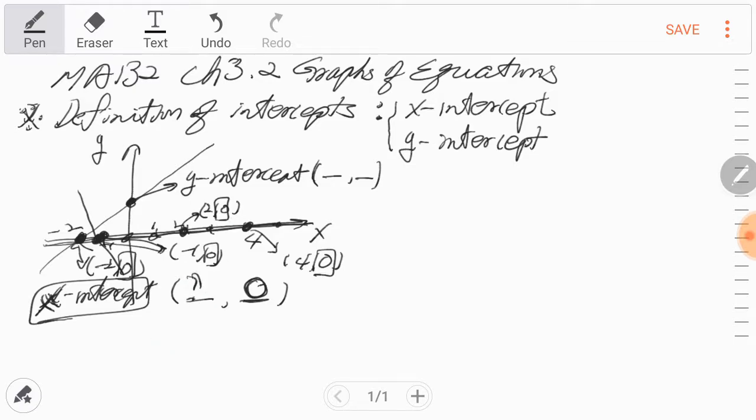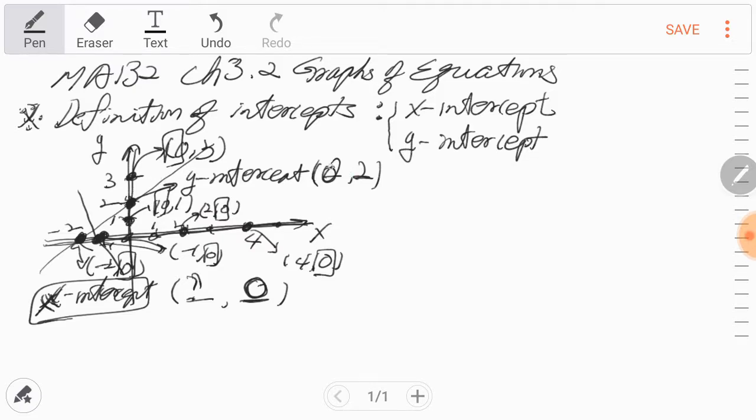How about the y-intercept? Let's say the y value of this point is 2. Then the coordinate is x equals 0, y is 2. How about this point on the y-axis? X equals 0, y is 3. How about this point? X equals 0, y is 1. So all the points on the y-axis have the same x value, 0.